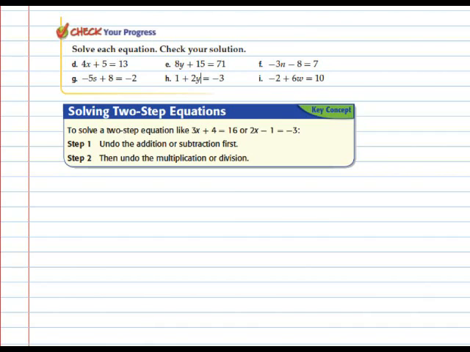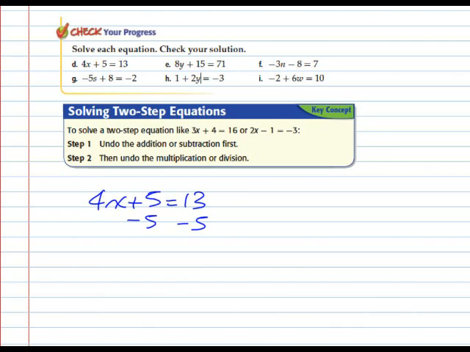Solve each equation and check your solution. I think we'll solve these, but to save a little time, we might only check a few. Solving two-step equations: undo the addition or subtraction first, then undo the multiplication or division.